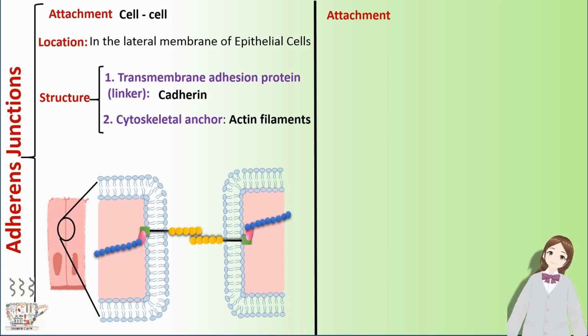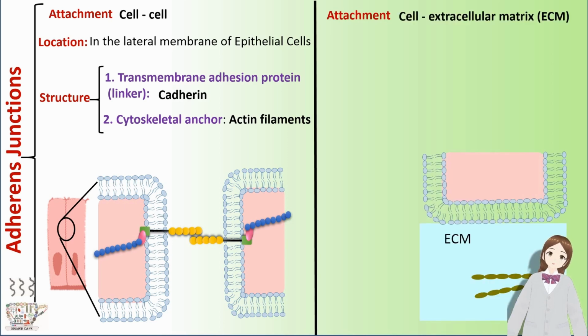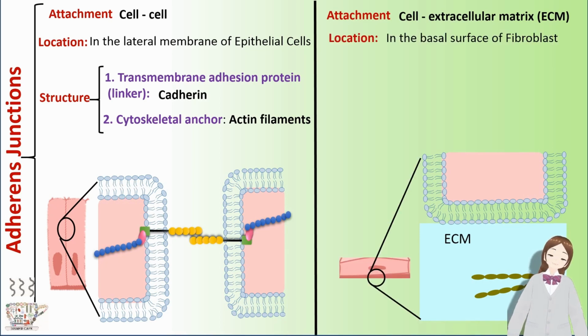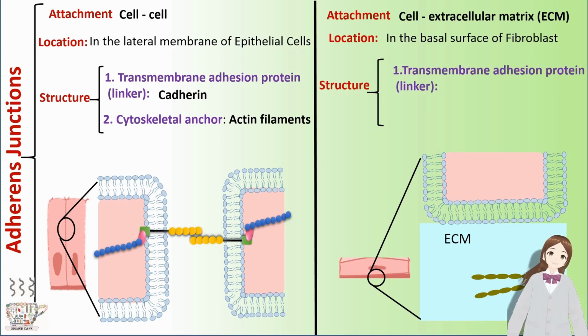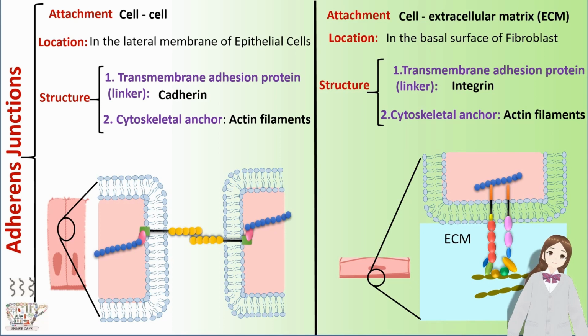Another attachment is cell to extracellular matrix or ECM. They are located in the basal surface of fibroblasts. They have two parts in their structure too: transmembrane adhesion protein or linker, integrin, and cytoskeletal anchor, actin filaments.